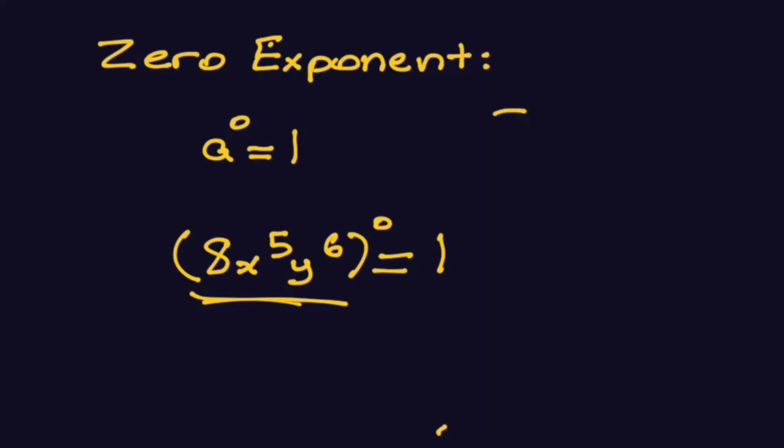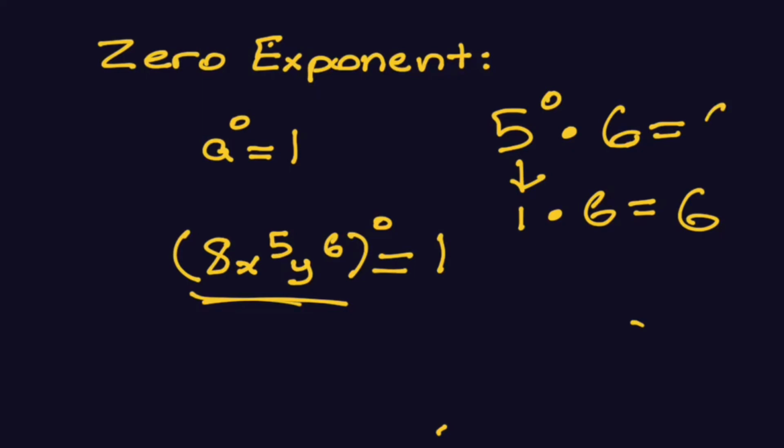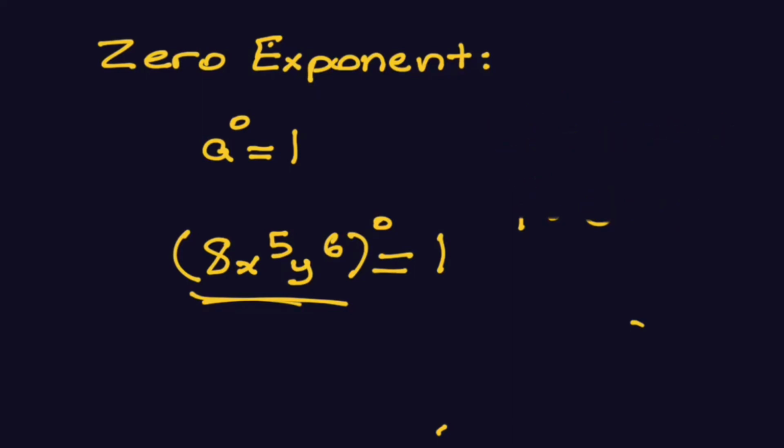So if you're multiplying something like 5 to the zeroth power times 6, we know that 5 to the zeroth power is equal to 1. So that's just going to be equal to 1 times 6, which is 6. So once again, the zero exponent property is that anything to the zeroth power is equal to 1.